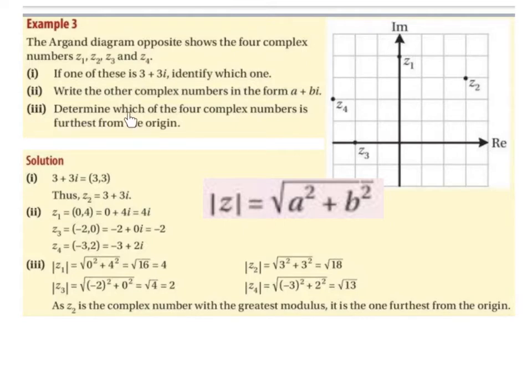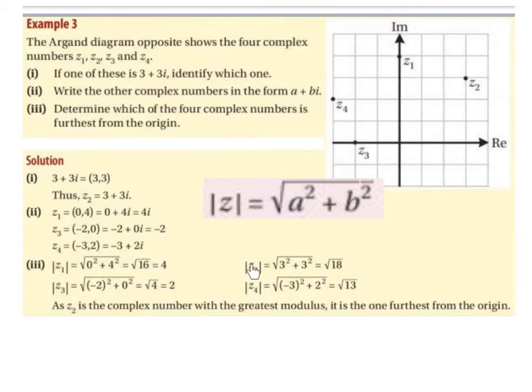Part 3. Determine which of the four complex numbers is the furthest from the origin. So what we're going to do is use our modulus formula, which is the square root of a squared plus b squared, where a is the real part and b is the imaginary part. So the modulus, which is represented by these two lines here, represents distance or length. So in complex numbers, the modulus is the distance from the complex number to the origin, which is in the center, (0, 0). So the modulus of z1 is going to be the square root of 0 squared plus 4 squared, which is the square root of 16, which is 4.